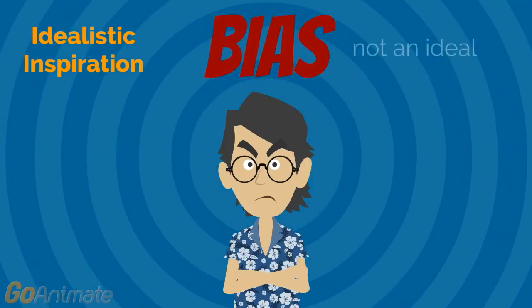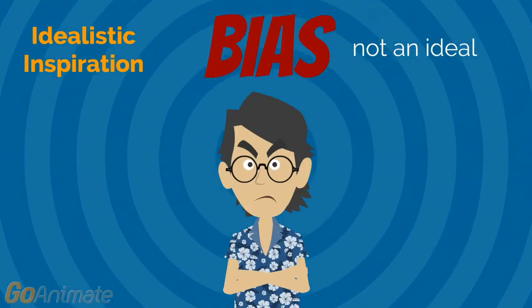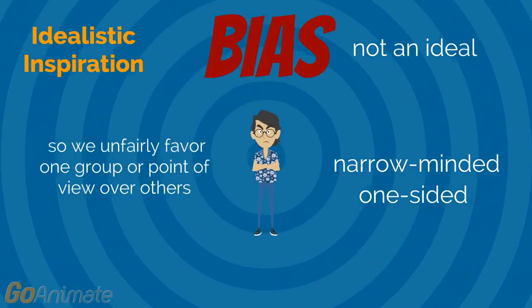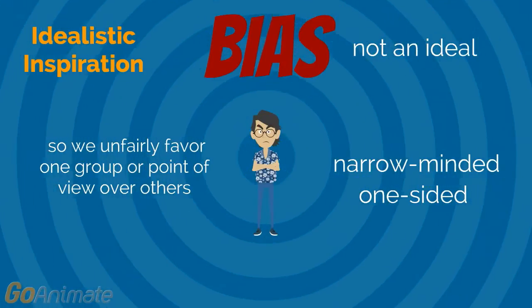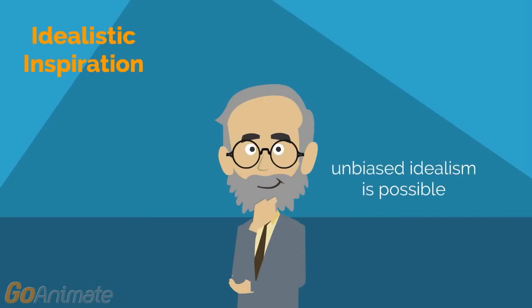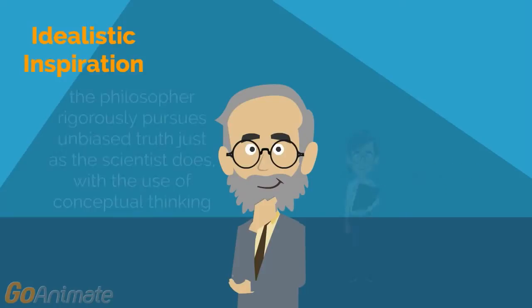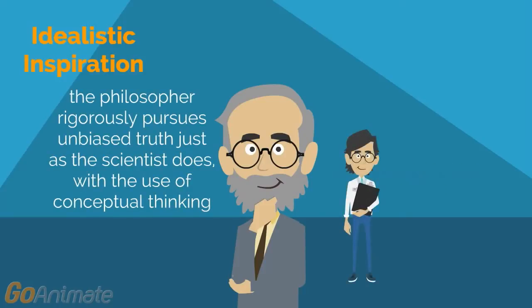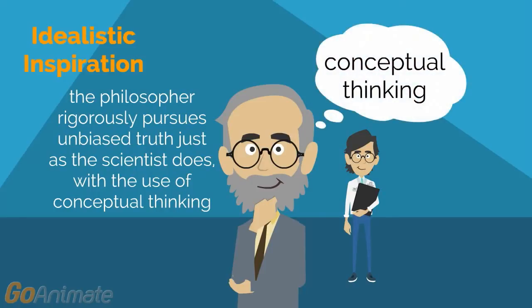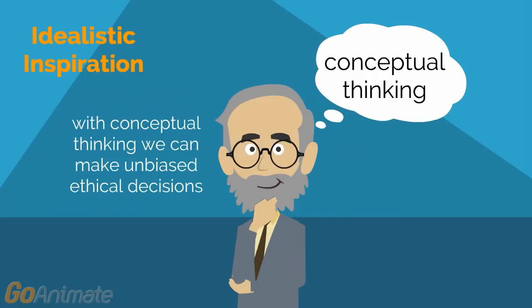Personal bias is not an ideal. Bias makes us narrow-minded and one-sided, so we unfairly favor one group or point of view over others. Unbiased idealism is possible. The philosopher rigorously pursues unbiased truth just as the scientist does, with the use of conceptual thinking. With conceptual thinking we can make unbiased ethical decisions.